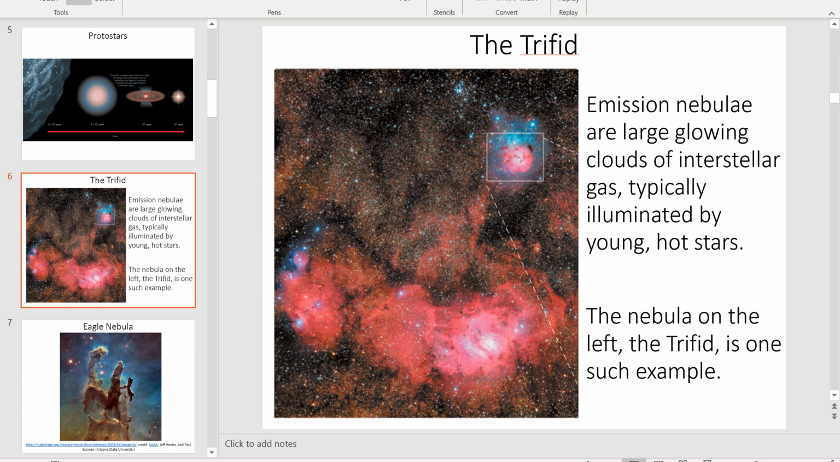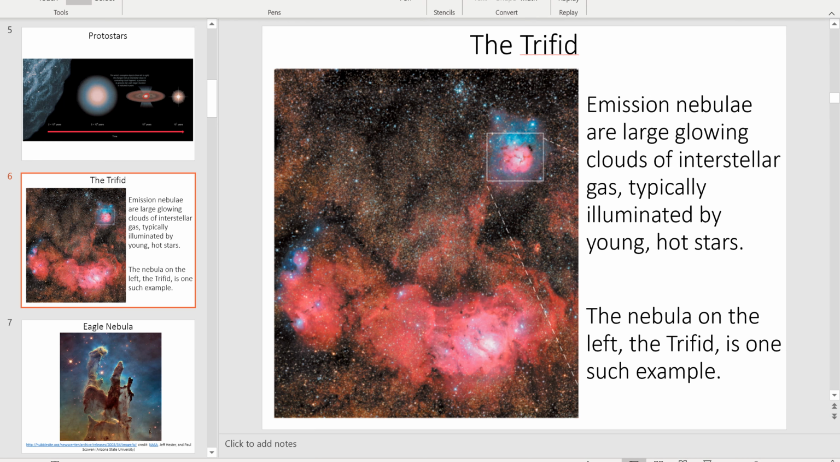Let's talk about nebulae. I've actually used the word nebula or nebulae in this course, and I mentioned that a nebula is a large cloud of gas and dust. But I want to be a bit more specific now and show you some pictures and then talk about some different kinds of clouds of gas and dust.